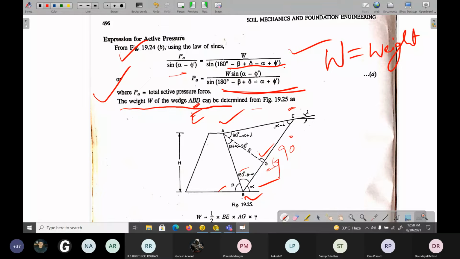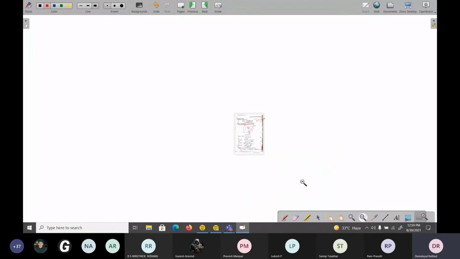Then this would be 90 minus alpha minus i, and this is beta plus gamma minus 90. So he has assumed these angles. By using this, he has tried to find the weight of the soil. He assumed the weights.